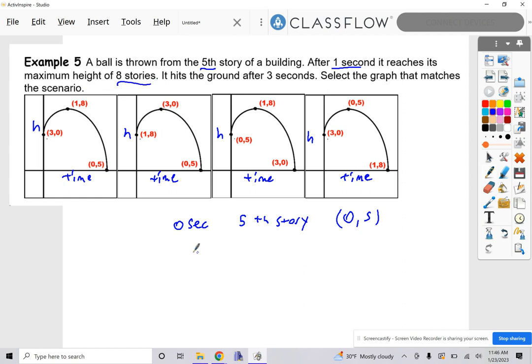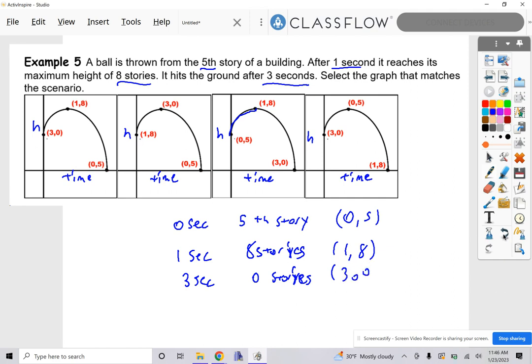So after 1 second, it reaches 8 stories. So 1 second, 8 stories. So 1, 8. So it goes up, hits 1, 8. Okay, that tracks. And then after 3 seconds, it's at the ground. So 3 seconds, well, ground would be 0 stories. So 3, 0. So we continue on and we hit 3, 0. Okay, so this is going to be my answer here.